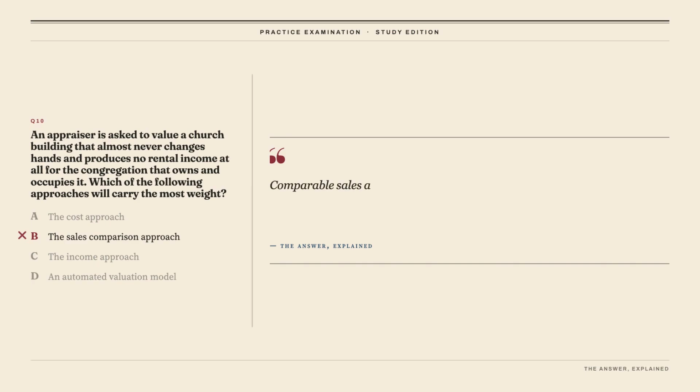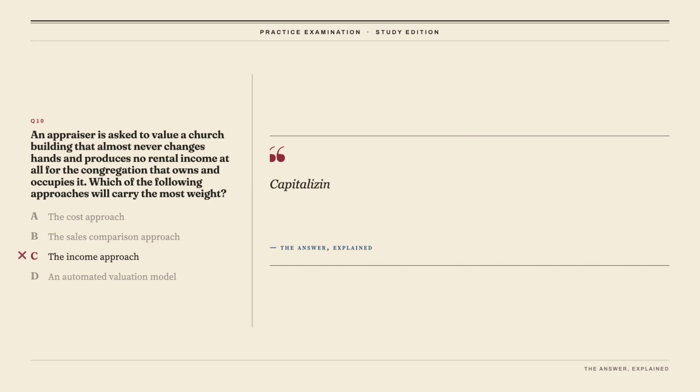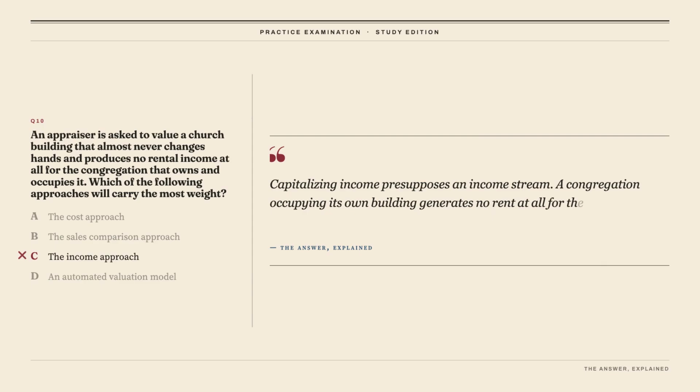B is wrong because comparable sales are scarce for special purpose buildings. An approach that depends on recent transactions loses much of its reliability when almost none of them exist. C is wrong because capitalizing income presupposes an income stream. A congregation occupying its own building generates no rent at all for the appraiser to work from.